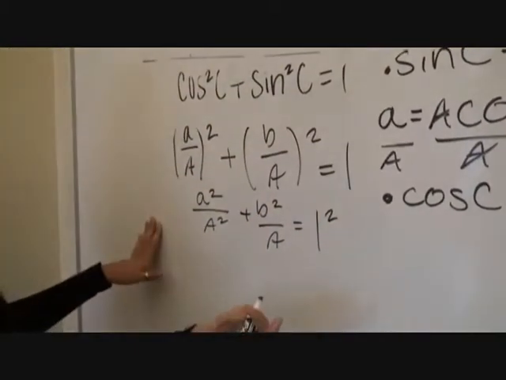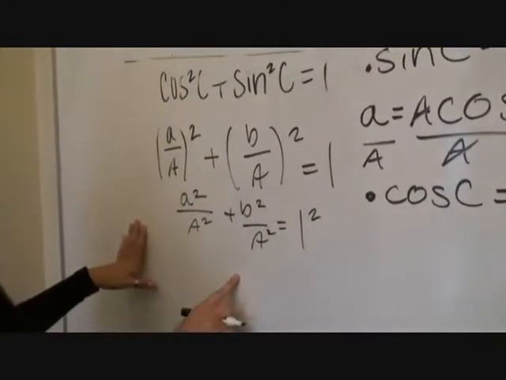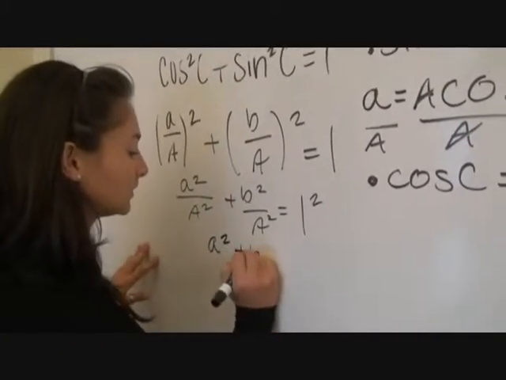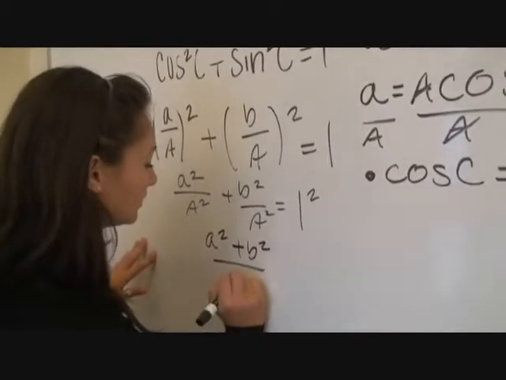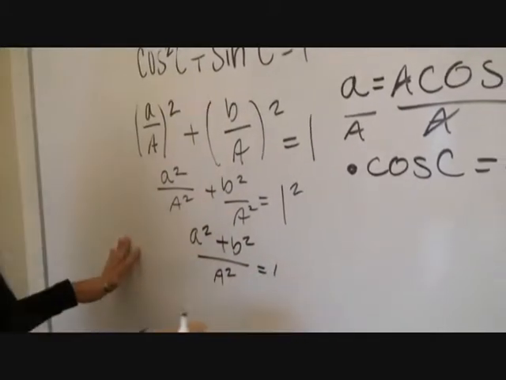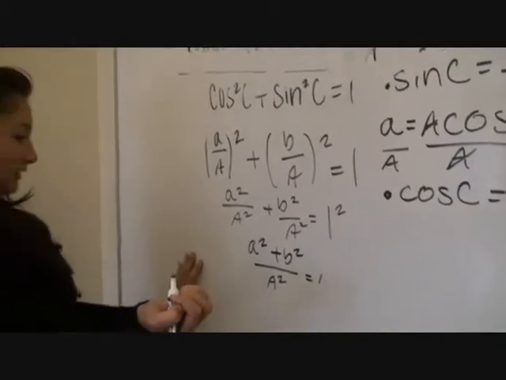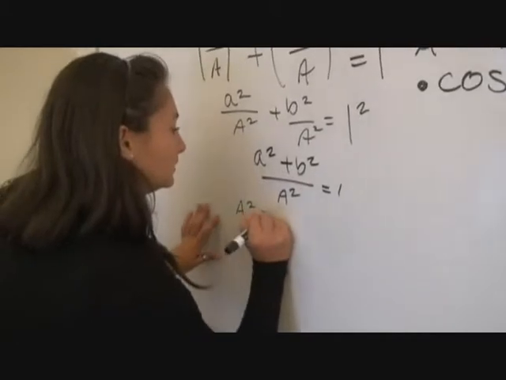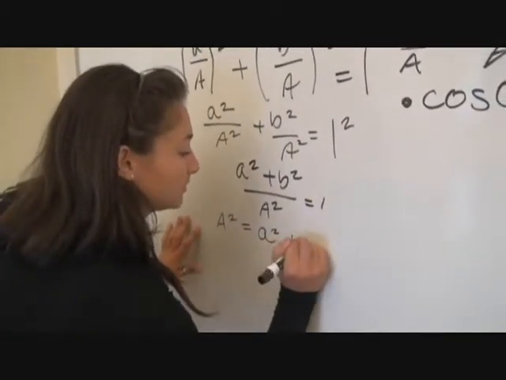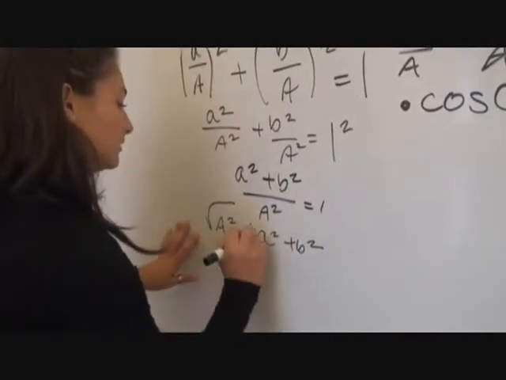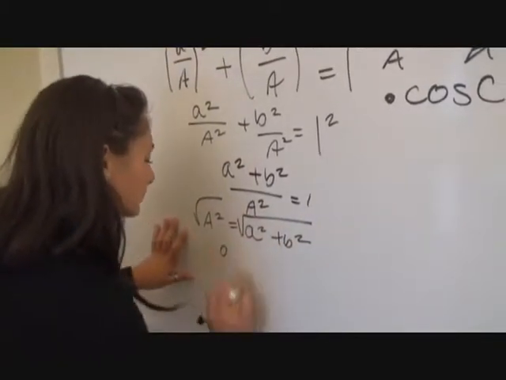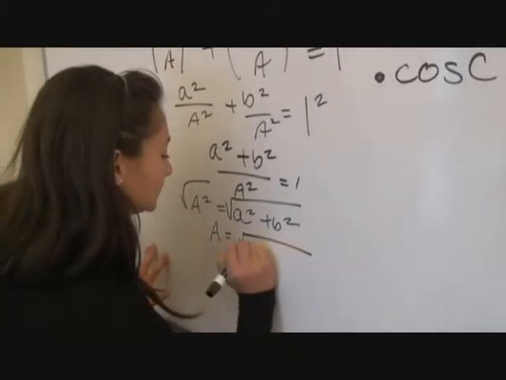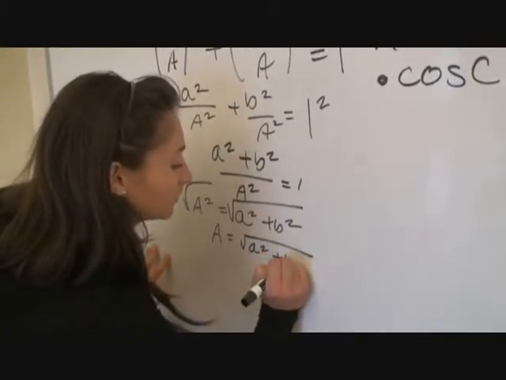1 squared, of course, is still going to be equal to 1, but with a common denominator, we're just going to simplify it out. a squared plus b squared over big A squared is equal to 1. So we're going to isolate big A, so we're going to multiply by big A squared: big A squared is equal to little a squared plus b squared. Square root it out. Big A is ultimately going to be the square root of a squared plus b squared.